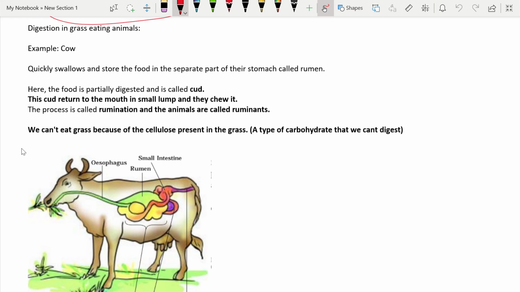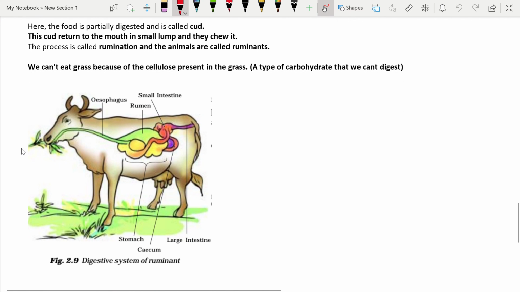So that's why, even if you don't see any grass, the cow keeps chewing and chewing. They keep moving their mouth. The process is called rumination, the process of getting the cud back into the mouth. That's the process of rumination, and the animals are called ruminants.